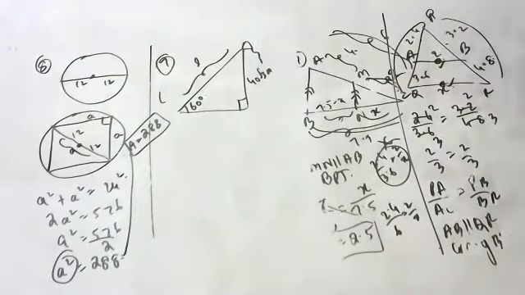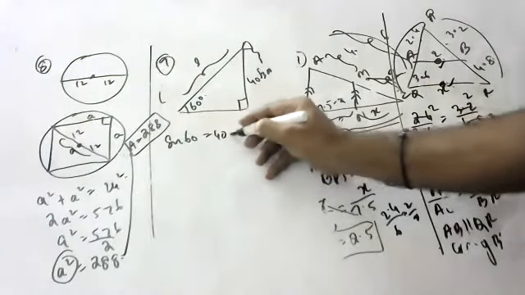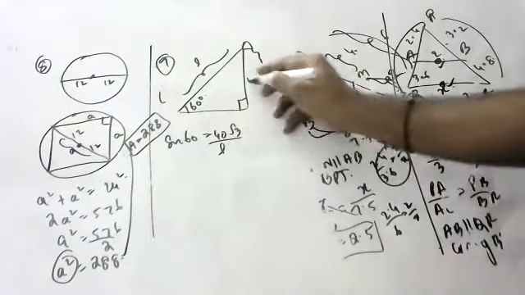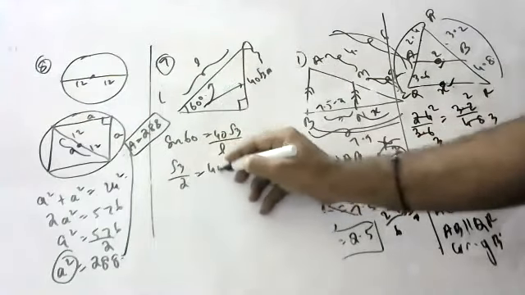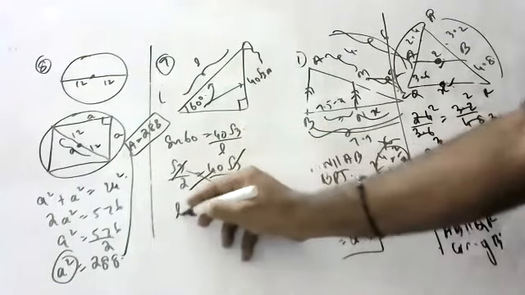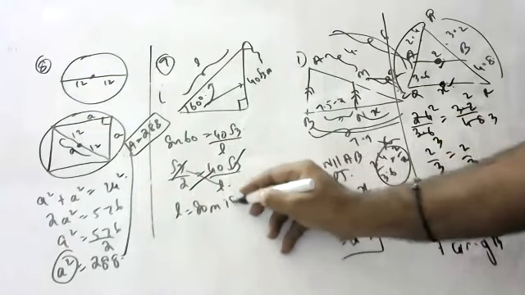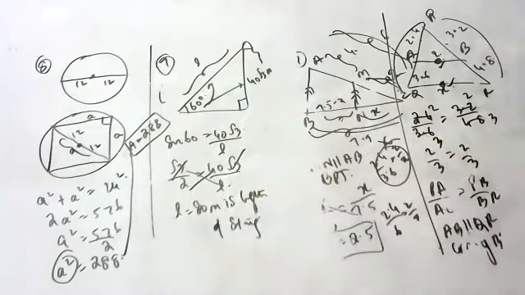What will we apply, children? Sin 60. Sin 60 is equal to 40 root 3 by L, opposite by hypotenuse. Root 3 by 2 is equal to 40 root 3 by L. So L is 80. 80 meters is the length of the string. Very good.